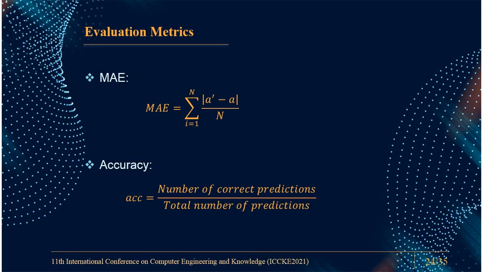Evaluation metrics. We use two metrics for evaluation of our work. First, MAE, or mean absolute error, and then accuracy. In the mean absolute error equation, A hat represents the predicted age, A shows the real age, and N is the total number of testing data. And accuracy is equal to the number of correct predictions divided by the total number of predictions.